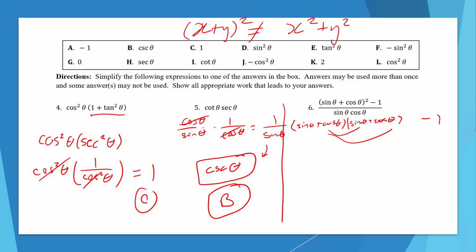Sine theta times sine theta is going to be sine squared theta, plus sine theta times cosine theta. No real way to simplify that. Plus cosine theta sine theta. And then cosine times cosine is cosine squared theta. And then here we have that minus 1 attached to the end. Here we're only focused on the numerator right now. We're really not focused on the denominator yet.